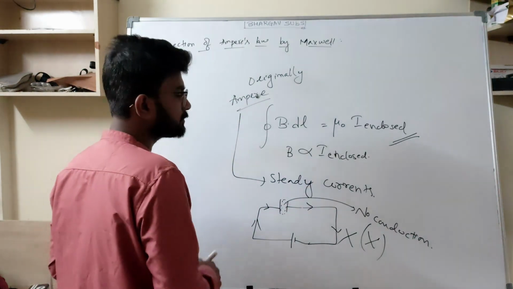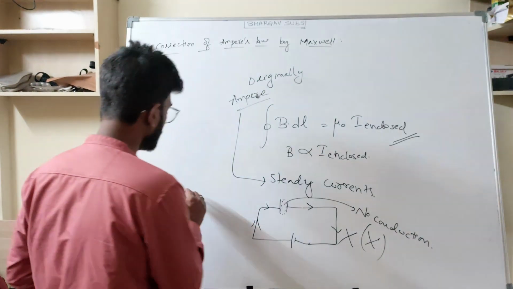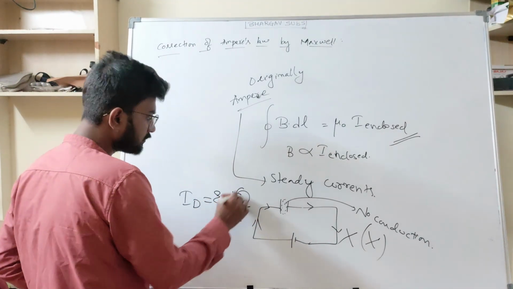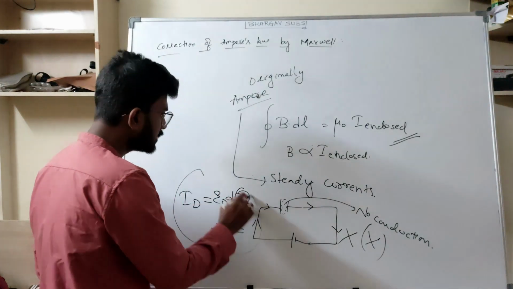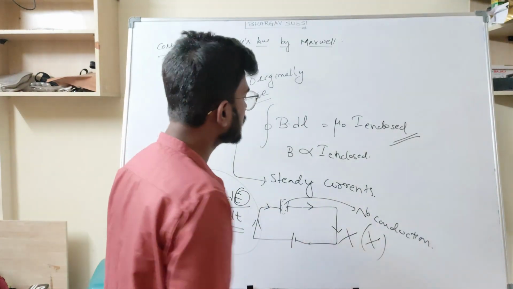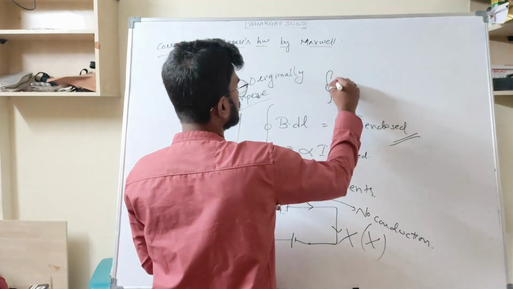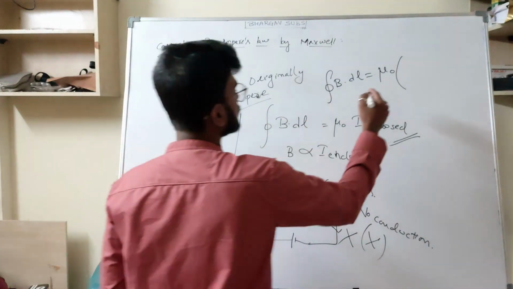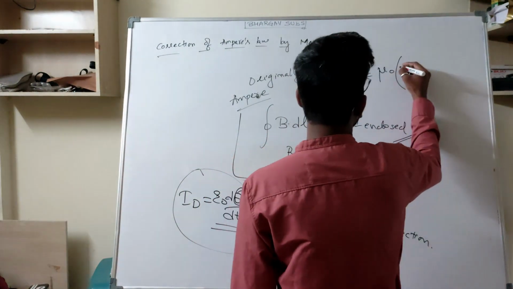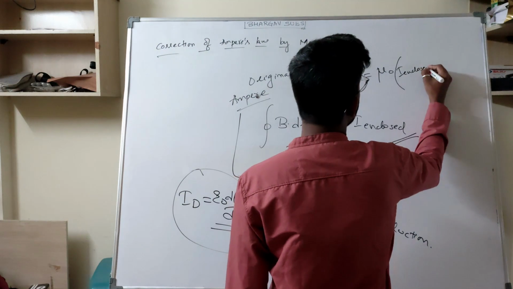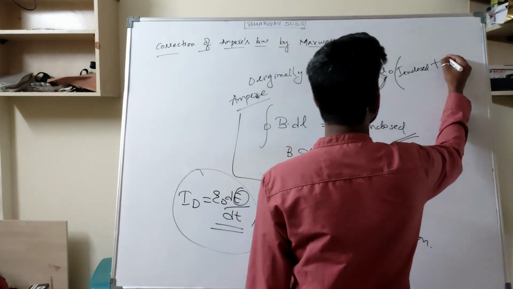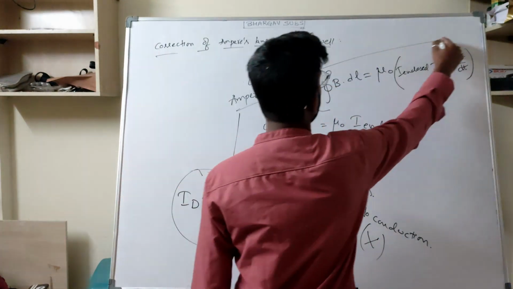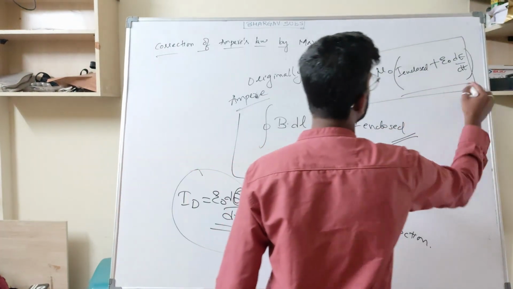So that is known as displacement current. What is displacement current? I_D is equal to epsilon naught dE by dt. The electric field was varying with time, so he didn't consider this displacement current. After considering displacement current, what will I get? B dot dl is equal to mu naught into, I am adding to the steady current I enclosed, plus epsilon naught dE by dt, right?